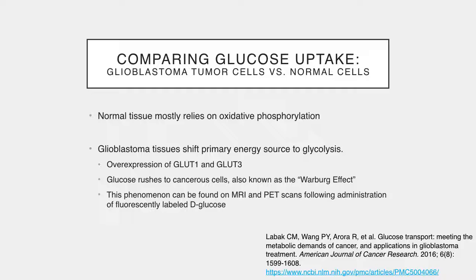This so-called hijacking effect allows for mass quantities of glucose to be rushed to the cancerous cytosol to be used for glycolysis, which is a less demanding energy pathway that does not require mitochondrial transport despite its low ATP yield. This increase in glucose uptake within the glioblastoma tumor explains why one is able to visualize the presence of the tumor on MRI and the PET scans following administration of the fluorescently labeled D-glucose.